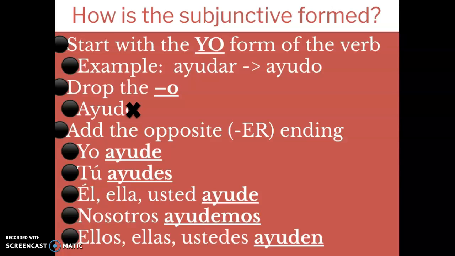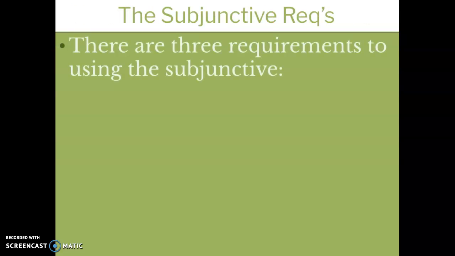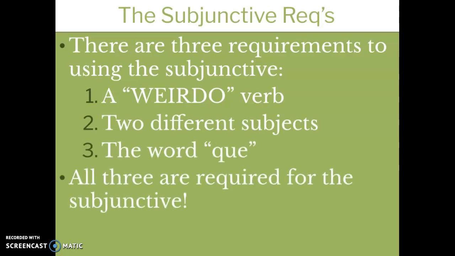So now we are going to continue on with our notes. So the requirements in order for it to be the subjunctive. So as I told you before, it's a mood. So we have 3 important requirements that you need to meet in order to be the subjunctive. So we have a weirdo verb, which I'm going to tell you what weirdo means in a second. We have 2 different subjects in the sentence, and we also have the word que. So remember, all of the 3 are required in order for it to be in the subjunctive.